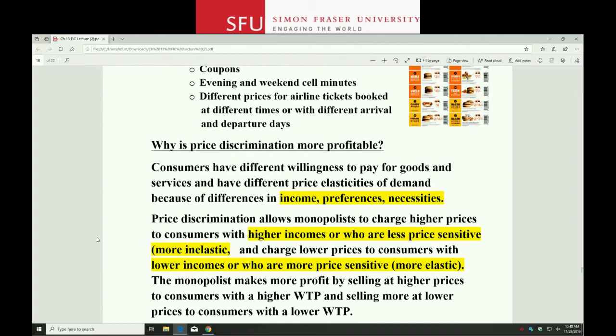So the firms are just trying to make more money, but it's actually a good thing for the consumers as well, especially those consumers with a lower income or whose demand is more elastic, because at the regular price, they might not buy the good at all. But if they can get a lower price, then they will buy the good. All right.